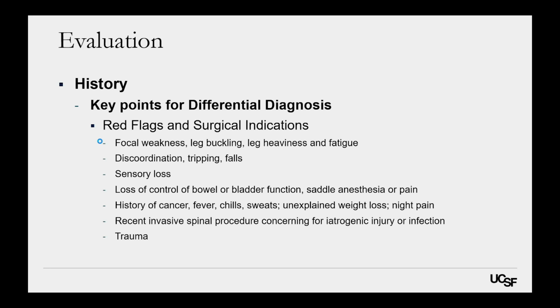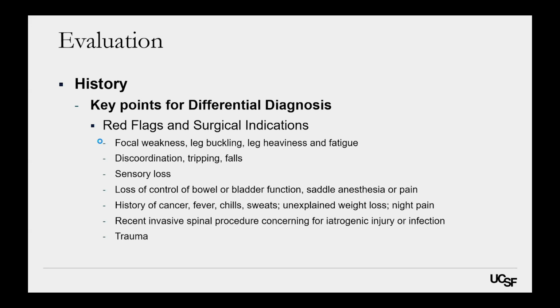Discoordination could be a more subtle form of weakness. One might notice tripping instead of just the leg giving out. They may experience falls for uncertain reasons and not make the connection that it's related to the spine. Other symptoms of neurological deficit are sensory loss. So folks might feel that one part of their leg just doesn't feel things that touch it, as well as the other part of the leg. There may be loss of control of bowel or bladder function, pain or numbness in the groin area.